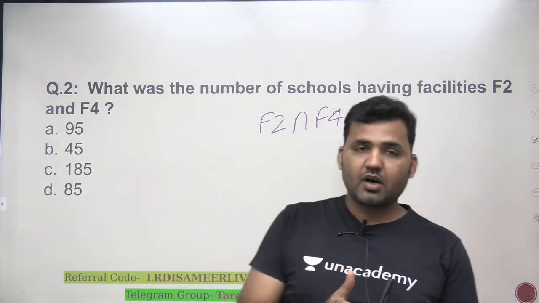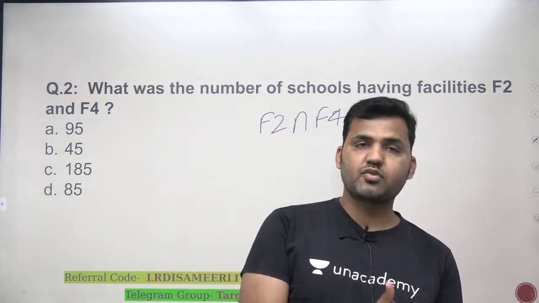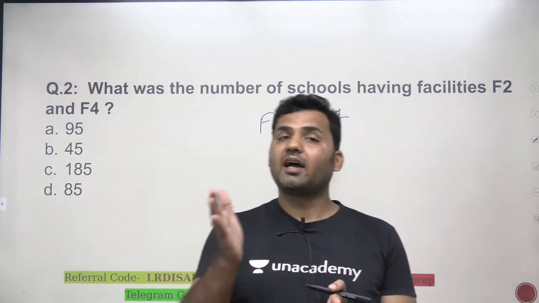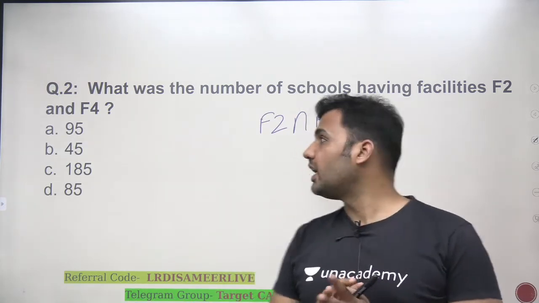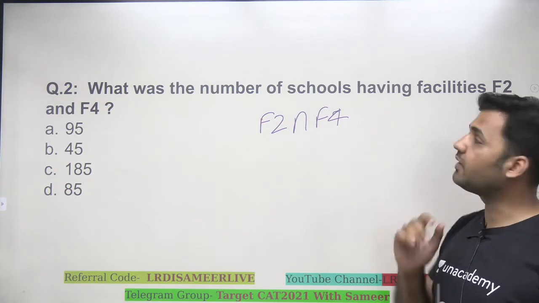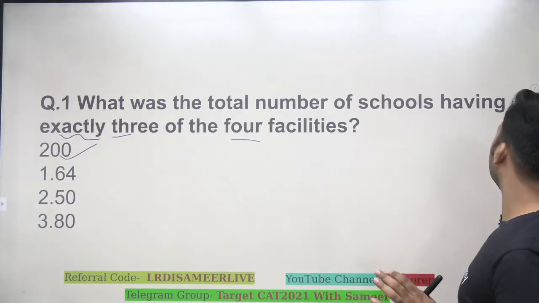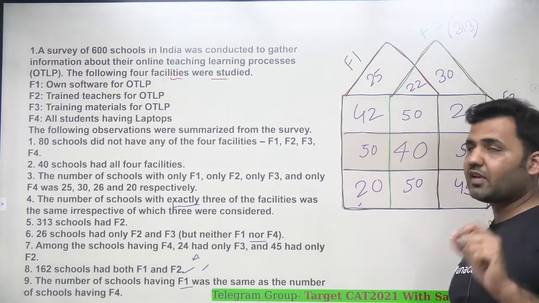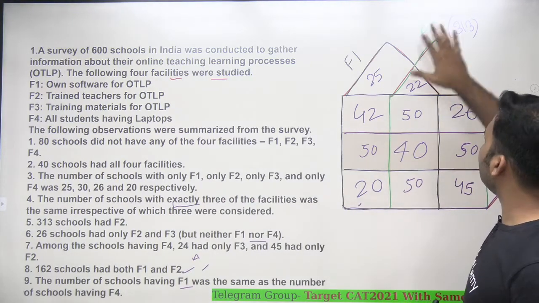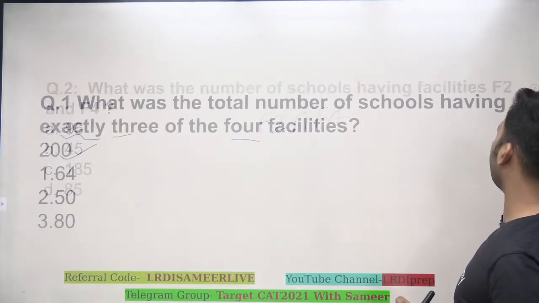If that school also has F3, do I need to include that? Yes. In addition to F2 and F4, if a particular school has F3 also, you need to include it in your answer, because it does not say only F2 and F4 or exactly F2 and F4. So F2 and F4 has to be the facility available in that particular school. So this is F2 and this is F4.